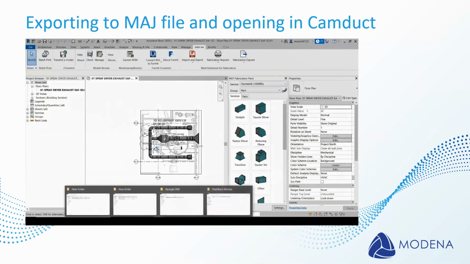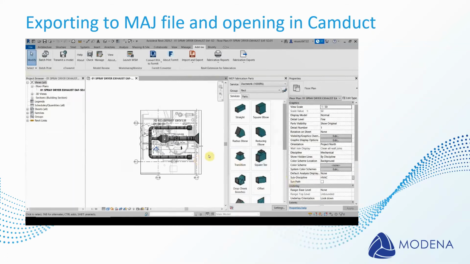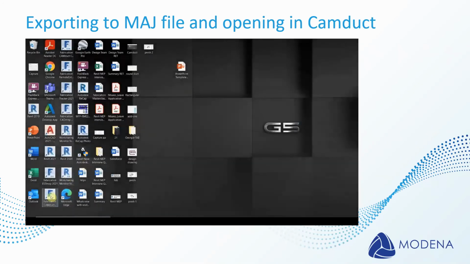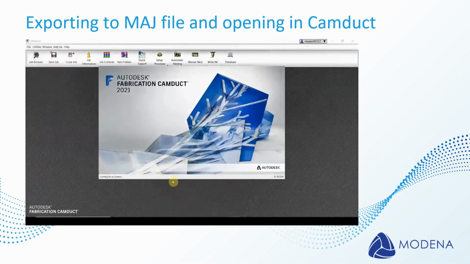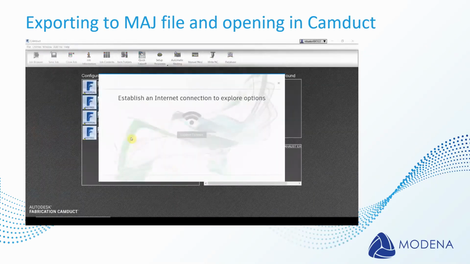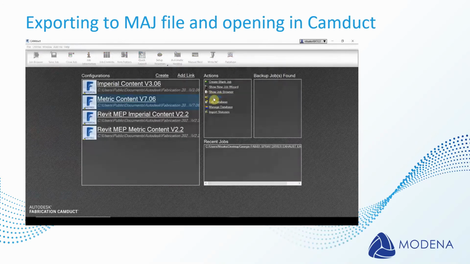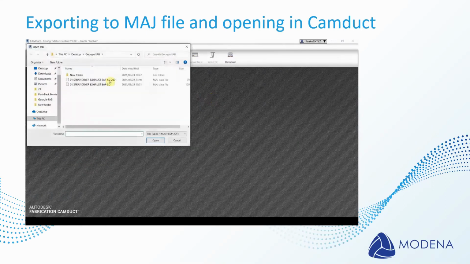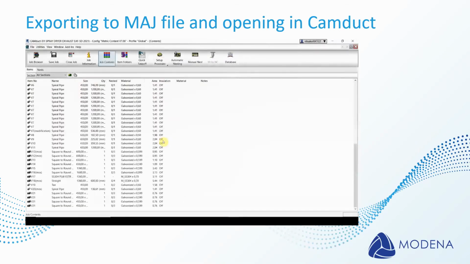Now I'm going to maneuver and go there. I'm going to launch my Fabrication CADmep. Let me get that open. And then we're basically going to open the job. Once you open the job, we're going to select the file that we've just exported. We're going to open it. And as you can see, here is the system that we've exported to fabrication.